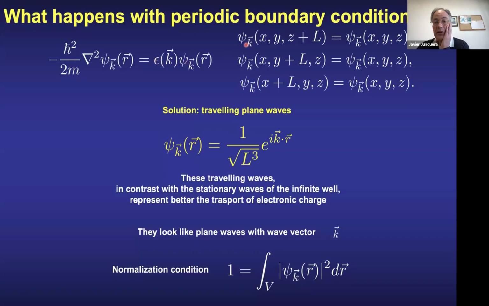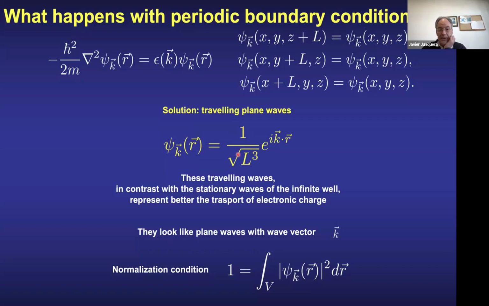But now the boundary conditions are different, in the sense that if I am moving the equivalent of one side of the supercell, then I should get the same value as within the von Karman supercell. Okay, so those are the boundary conditions. In this case, the solutions are traveling plane waves. They have the shape of a plane wave normalized with a factor of 1 over the volume of my von Karman supercell.